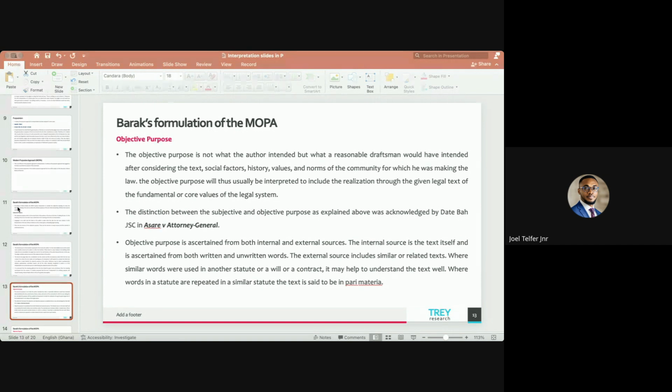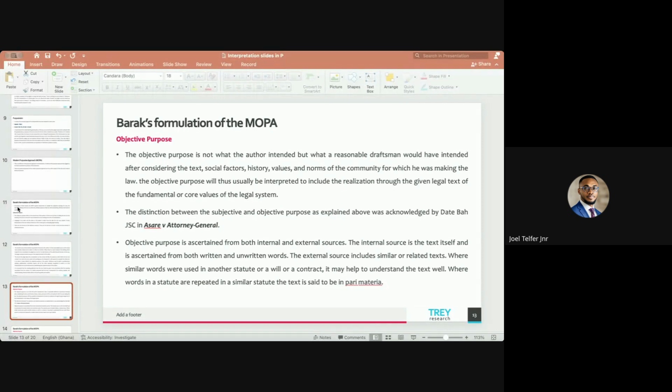I'll take it from the top again. I'm saying that according to Barak, when you are doing an interpretation of a text, you have to determine the purpose of the text. In fact, purposivism tells us that to be able to better understand the authorial intent or the legislative intent, it must come from a place of purpose. Okay?